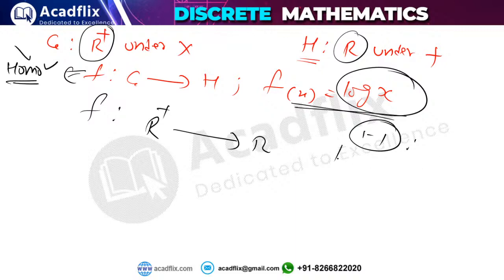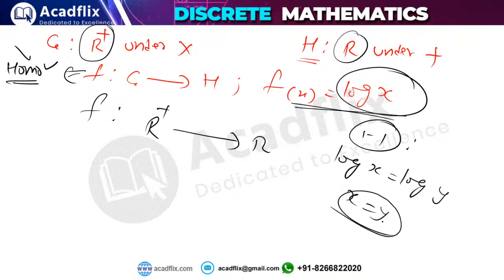Why is this one-one? Because let's assume you have log x equal to log y. Then you know x is equal to y. So this is a one-one function. Remember, this logarithm is a one-one function, because if you have two different elements, then their images will also be different. If you have x not equal to y, then log x will not be equal to log y. This one-one and onto function we have already covered in functions. So this is a one-one function.